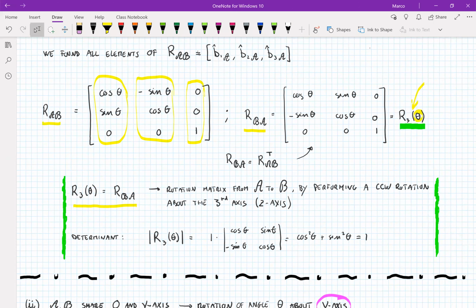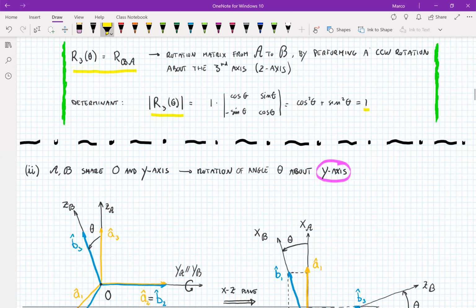And you can simply compute the determinant of R3 theta, and you see that that is equal to 1 as expected. That is one of the properties of rotation matrices. Their determinant is always equal to +1.